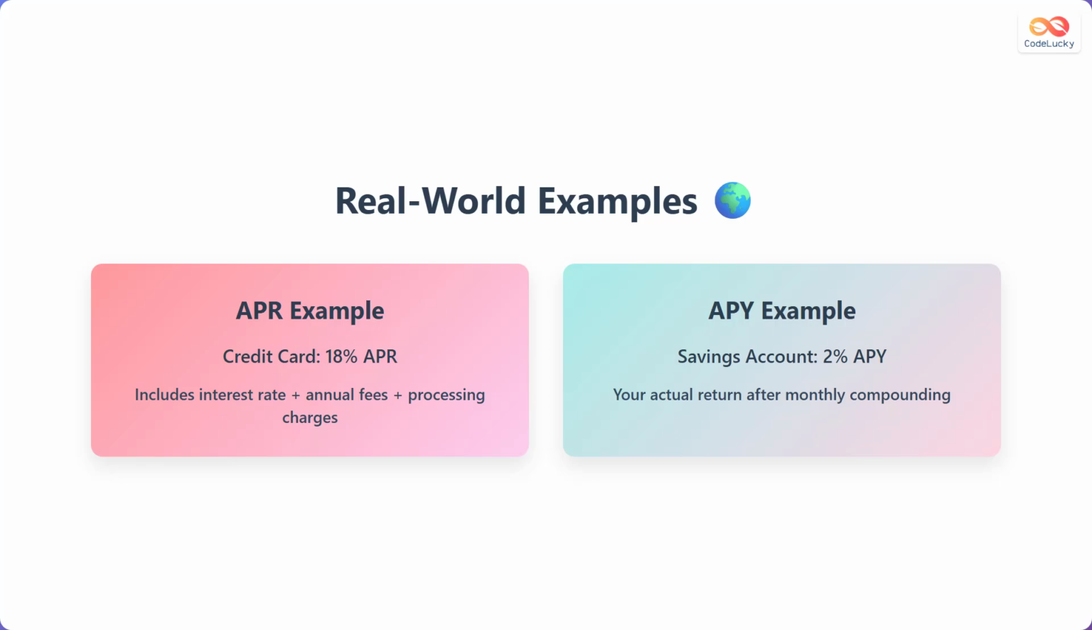Let's look at practical examples. A credit card might advertise an 18% APR. This means if you carry a balance for a full year, you'll pay 18% of that balance in interest and fees combined. On the savings side, a bank might offer a 2% APY on a savings account. This means your money will grow by 2% over the year, including the benefits of compounding. These real numbers help you understand the true cost of borrowing and the real return on your savings.